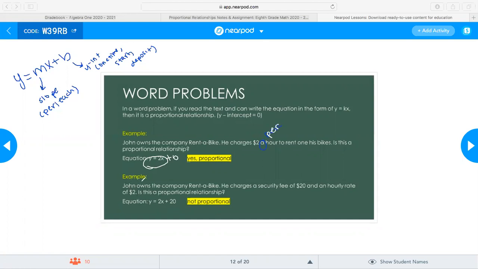Second problem: John owns the company Rent-A-Bike. He charges a security fee of $20. That's that one-time fee, so this right here is our y-intercept. Automatically, I know this is not proportional. And an hourly rate of $2. So there's my slope, my per hour. Therefore, the equation is y equals 2x plus 20, making it not proportional because it does not have a y-intercept of 0.